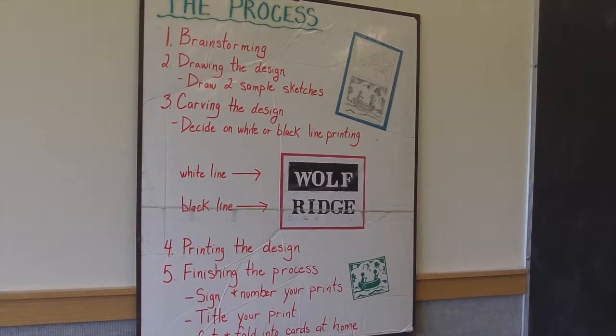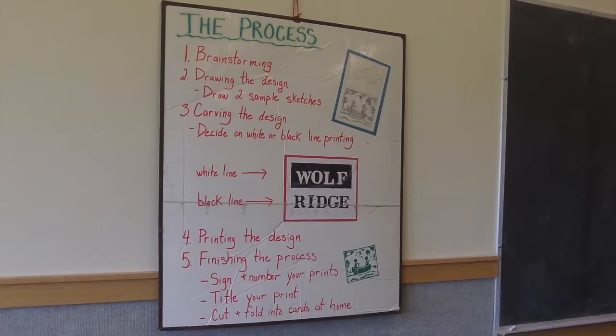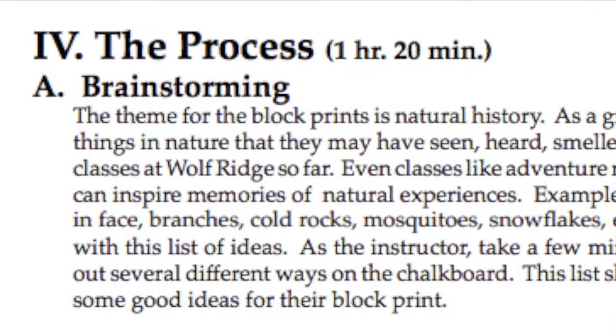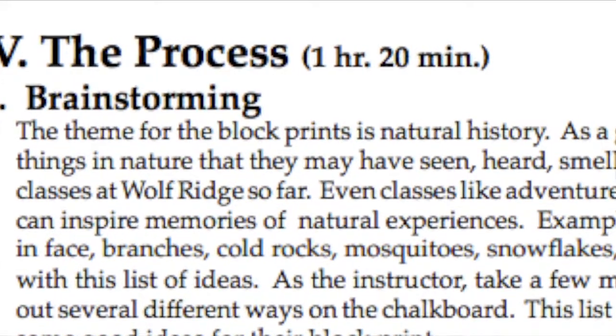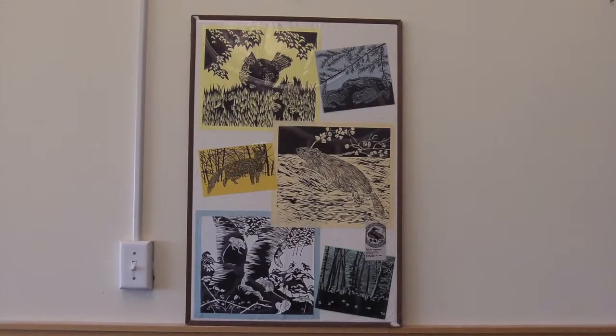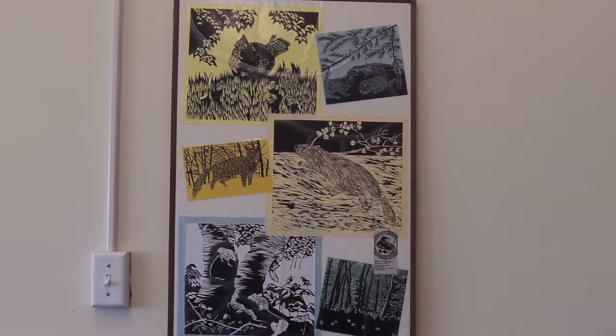The first step in the process is brainstorming. The theme for the block prints is natural history. As a group, brainstorm things you may have seen, heard, smelled, touched, or tasted in classes at Wolf Ridge so far. There are examples in the lesson plan. You may refer to the poster with examples as well.